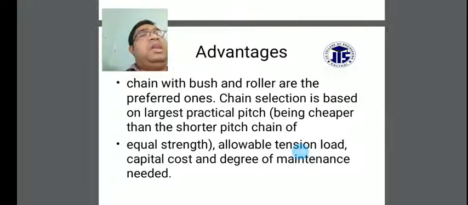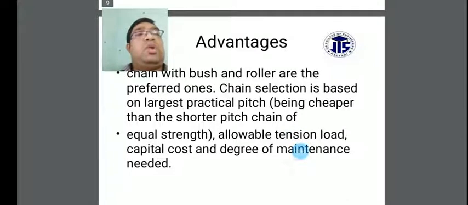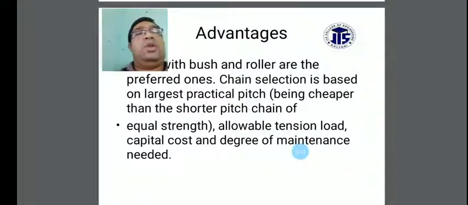For this, the chain with bush and roller is the prepared one, and again the chain selection is based on the largest practical piece. The largest practical piece is required, being cheaper than the shorter piece of chain of equal length. You have to concentrate that the selection is based on the largest practical piece being cheaper than the shorter piece chain of equal length or equal strength, and this equal strength also has to be considered according to the chain conveyor.